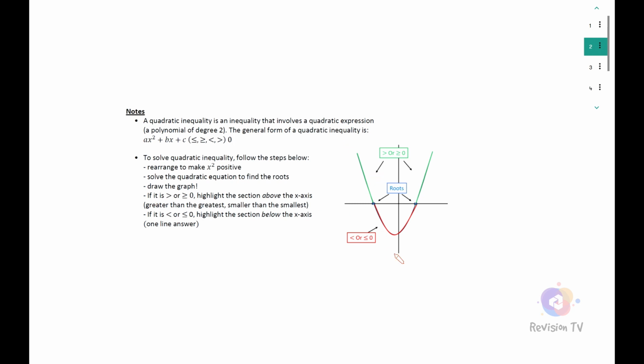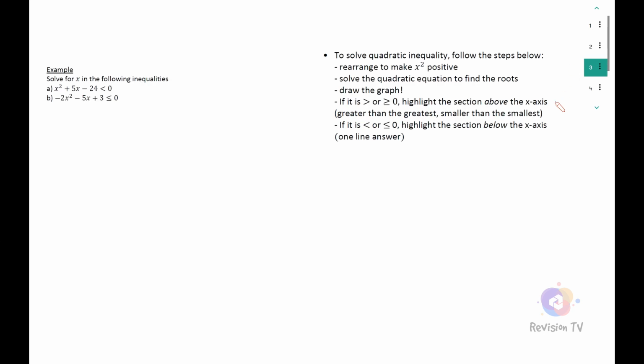If it's greater than or greater than or equal to 0, we highlight the section above the x-axis. So you can see it's highlighted in green here. Now, the way to remember is if it's greater than 0, you say greater than the greatest, smaller than the smallest. That's the answer line. I will show you what it means. If the answer is less than or less than or equal to 0, we highlight the section below the x-axis, which is a one-line answer.